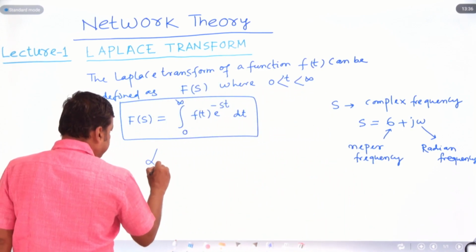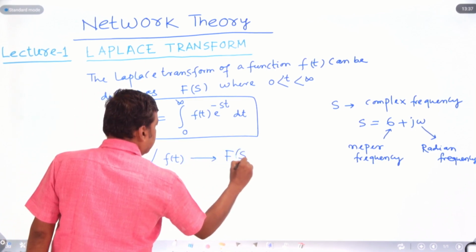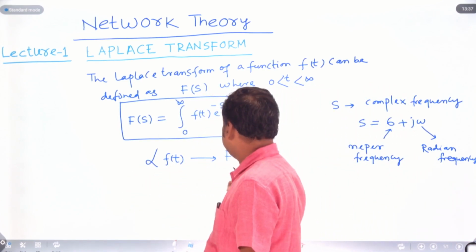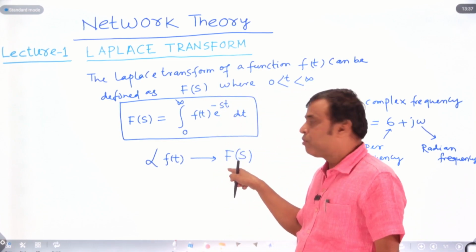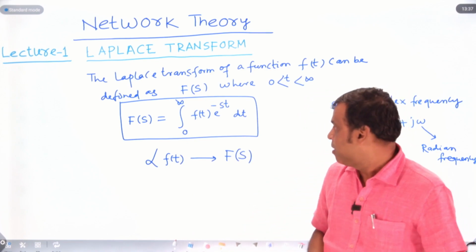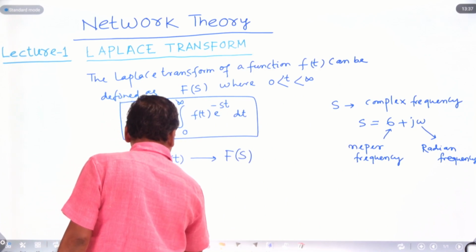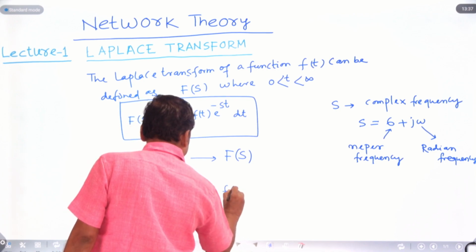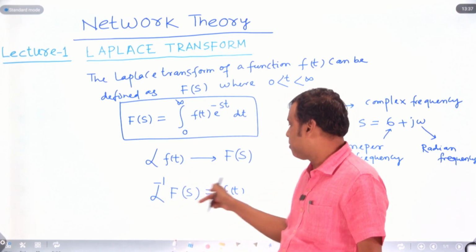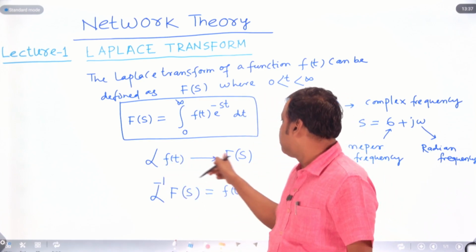Symbolically, the Laplace transform of f of t is nothing but f of s. If the t domain is given, we have to convert it into the s domain. Similarly, if f of s is given, we have to convert it into the time domain by means of the inverse Laplace transform. The inverse Laplace transform of f of s is f of t. If the time domain is given, we can convert it into the Laplace transform, which is f of s.